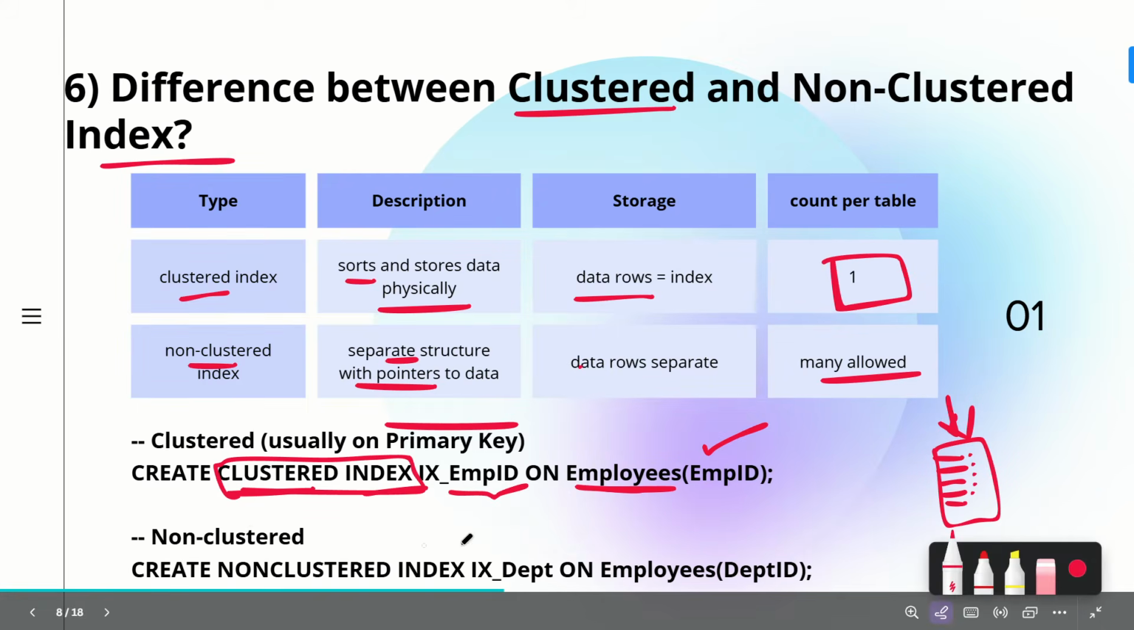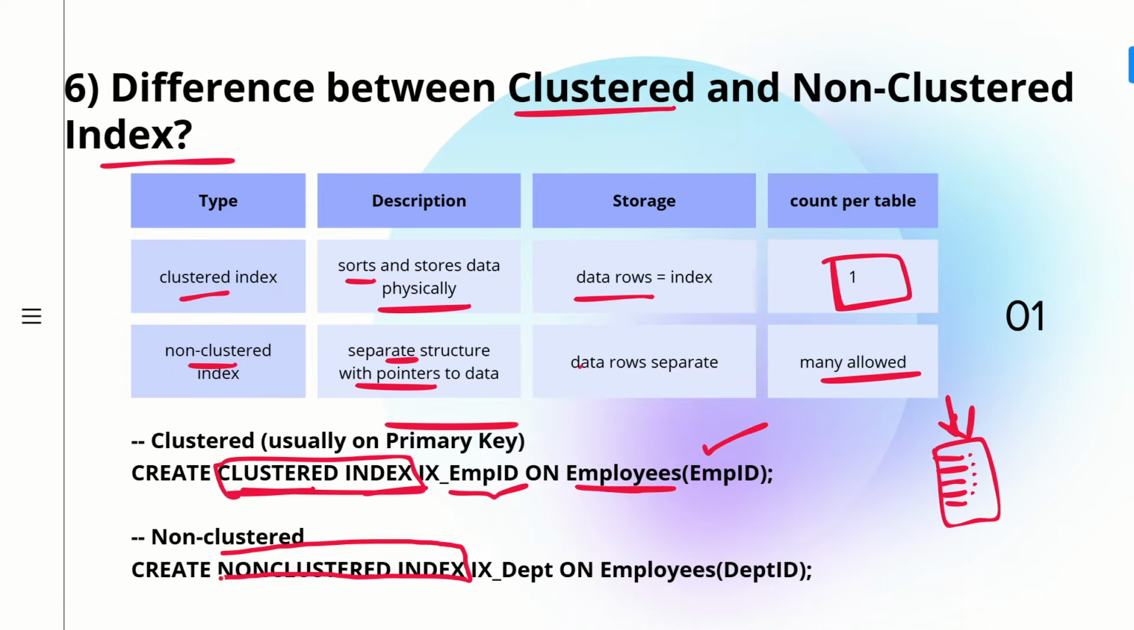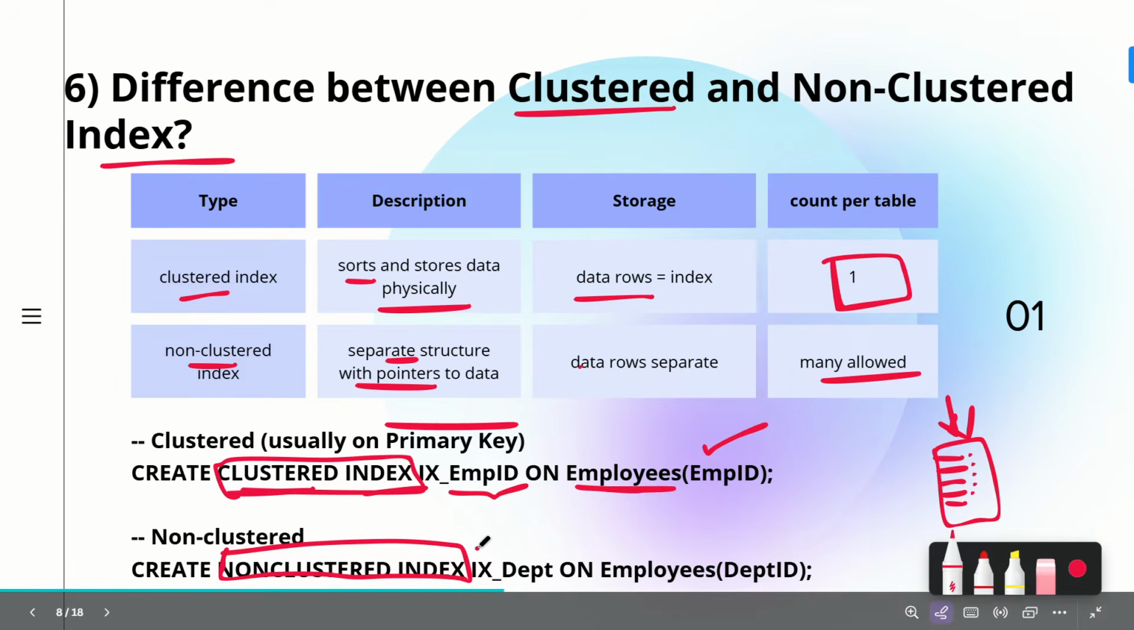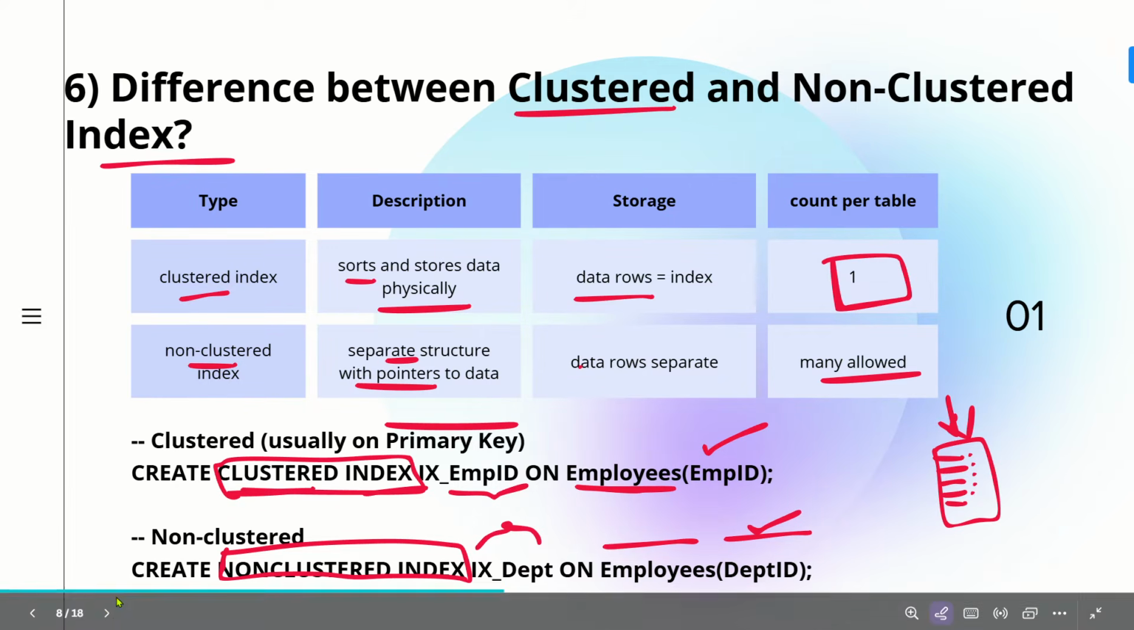Whereas coming to non-clustered index, there can be many. And here you can see the syntax: first you have to write create non-clustered index. After you have written that, then you have to give the name of your non-clustered index, on what? On the employees table, based upon what? Department id. So this need not be a primary key, this can be any key. That is how we create our non-clustered index.